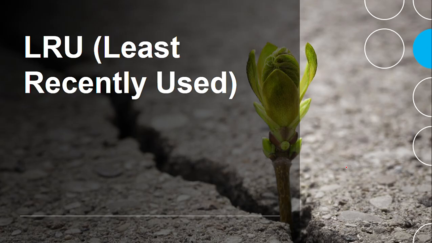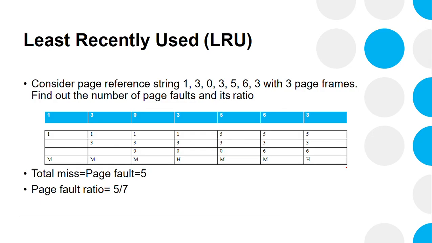The particular string which is least recently used, that we have to replace with the new one. Let us check the example. We have the string as 1, 3, 0, 3, 5, 6, 3. So first we have to create a row with the input string. 7 string values are there.